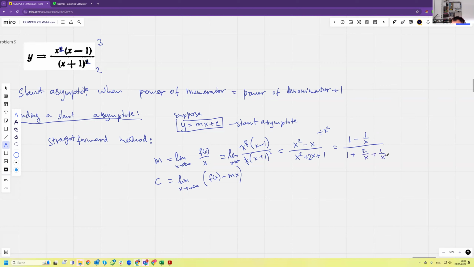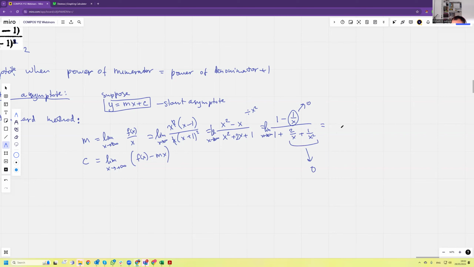And because it's the limit as x tends to infinity, this tends to 0, this tends to 0. We've got the limit of 1 over 1, so it's 1. And you can see that it works for both positive and negative. And that means that m is 1. We found the gradient of the slant asymptote.